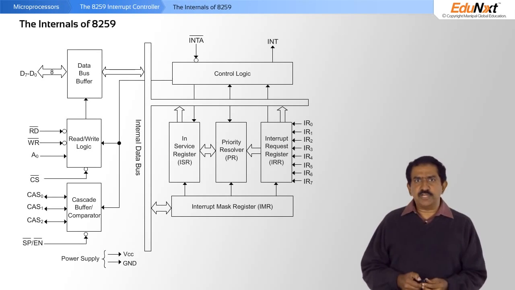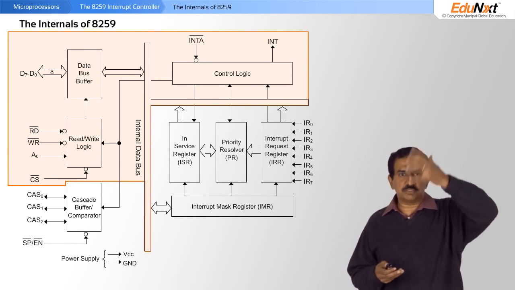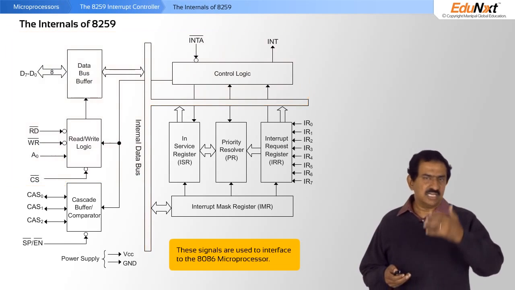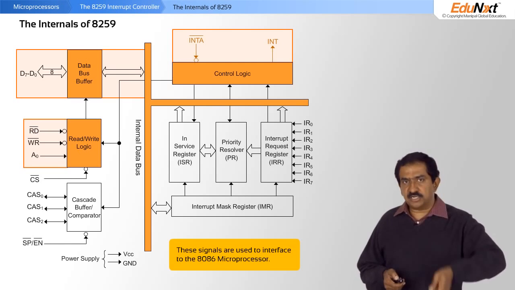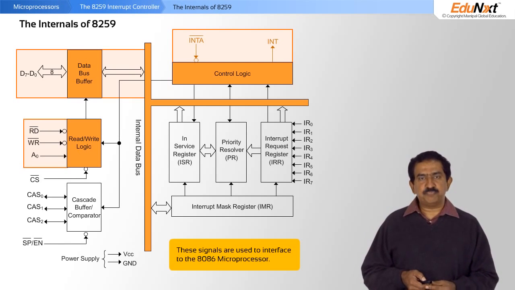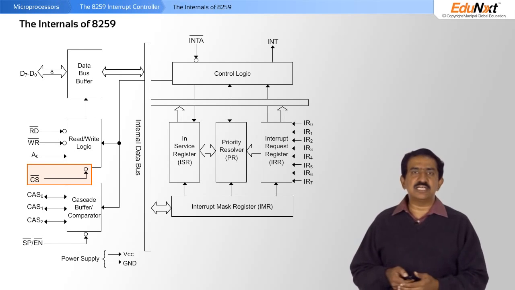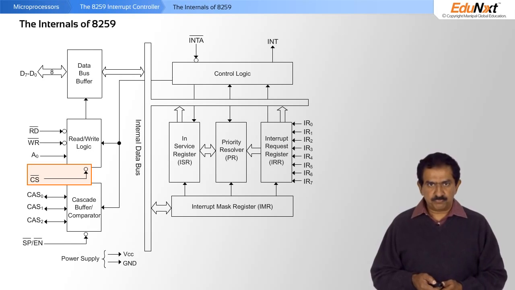Let's look at the architecture of the 8259. This part of the 8259 interfaces with the processor. These are the signals that are required to interface to the 8086: the data bus, the read-write signals, and the control signals, the interrupt and interrupt acknowledge lines. Obviously, there is a chip select that you need in order to select the 8259 based on the address that you have mapped it to.